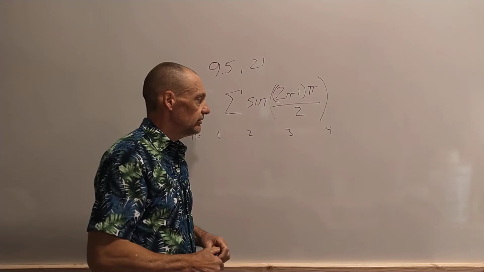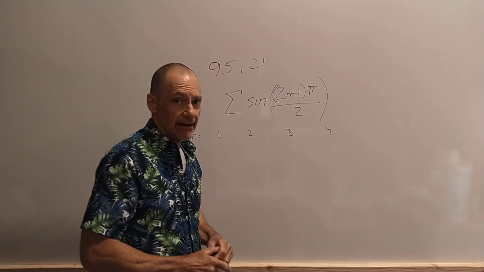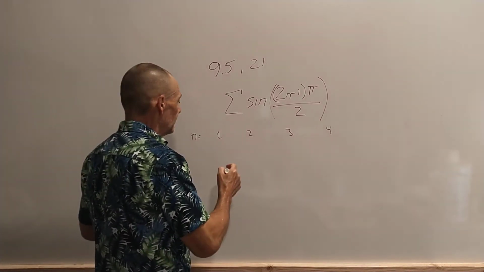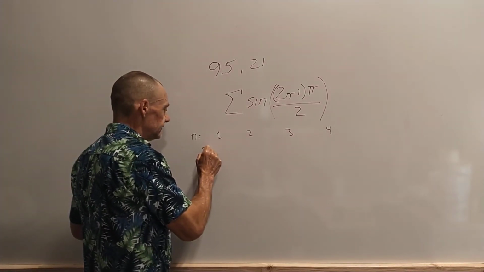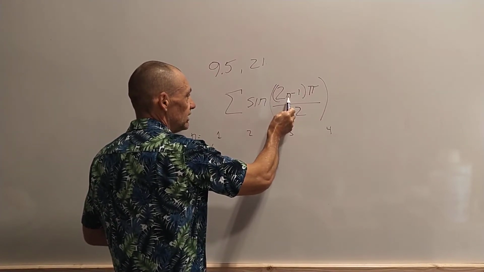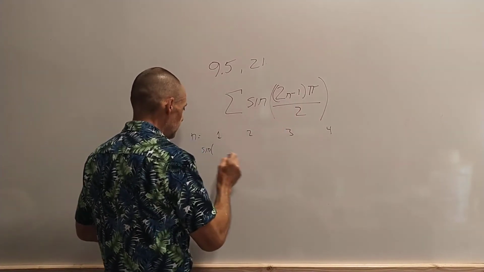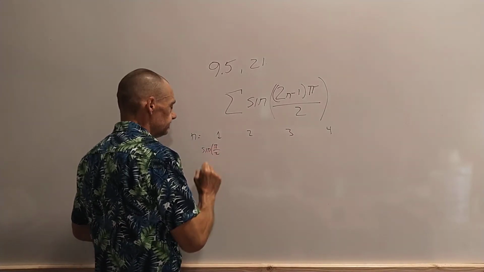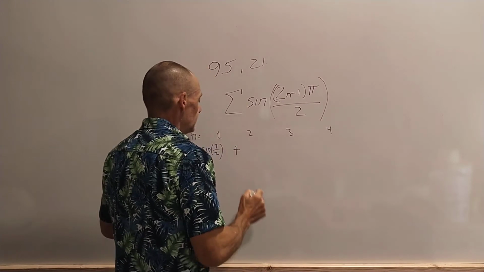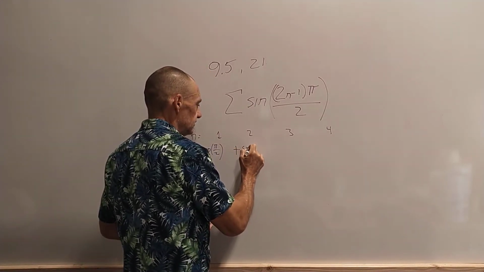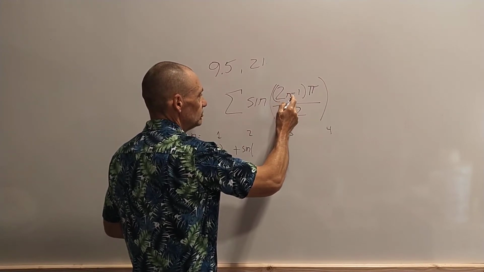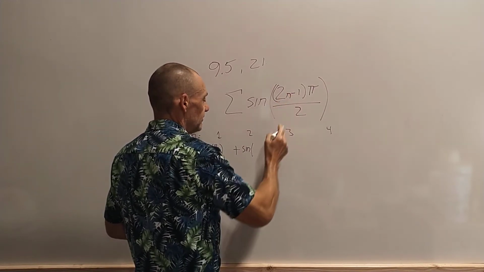I usually have to write out a lot of them. So what do we get? We get sine, for n equals 1: 2 times 1 is 2, 2 minus 1 is 1, so this is going to be sine of pi over 2. This is a sum. Here, 2 times 2 is 4, 4 minus 1 is 3, so sine of 3 pi over 2.